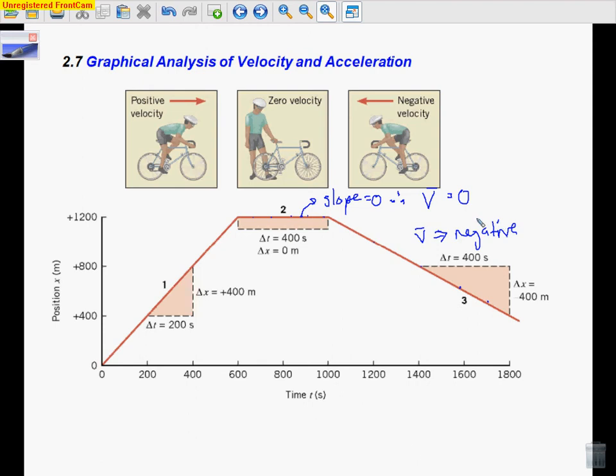Okay, so you should be able to look at a graph like this and interpret based on the shape of the graph and the slope what is happening. And then if we wanted to, we could actually calculate the slope of each line segment and determine what was his average velocity during those segments.